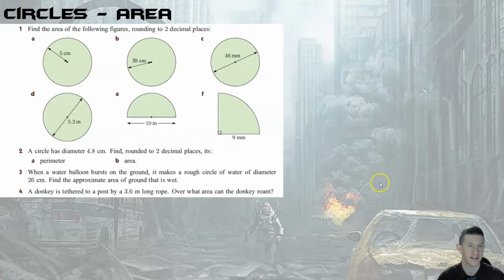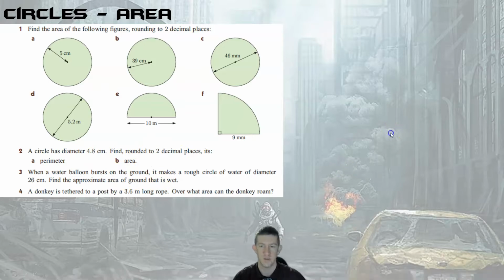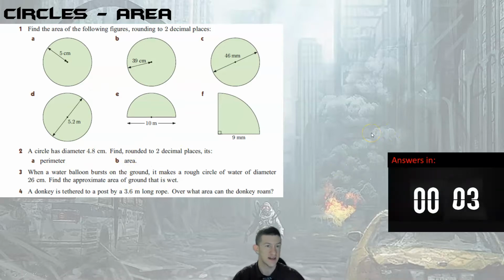Let's have a look at some practice questions. So here we've got finding the area to 2 decimal places, and then we've got, again, finding the diameter. We're given a diameter, and we want to find the perimeter and the area of this circle. So these are kind of the worded versions of these questions. Answers will be up in 5 seconds. Pause the video now, have a go at these, and then answers will be revealed.